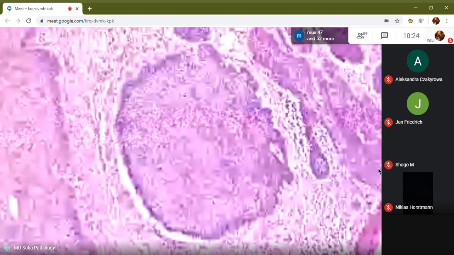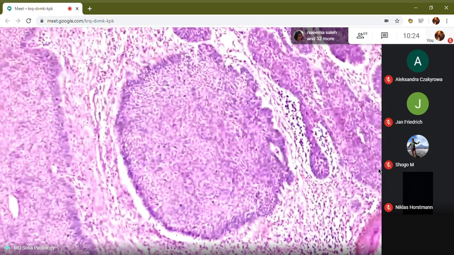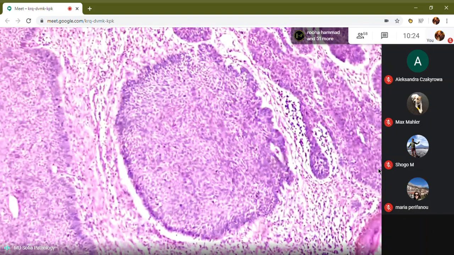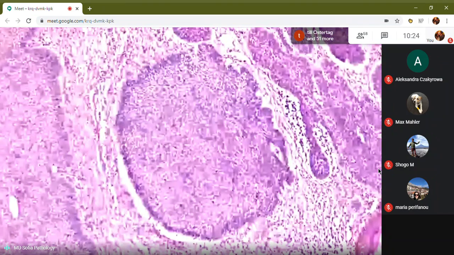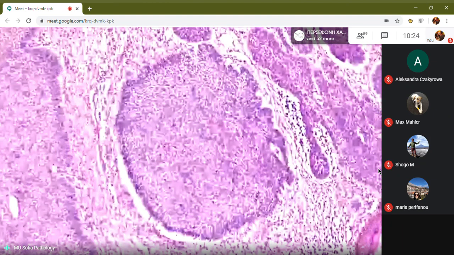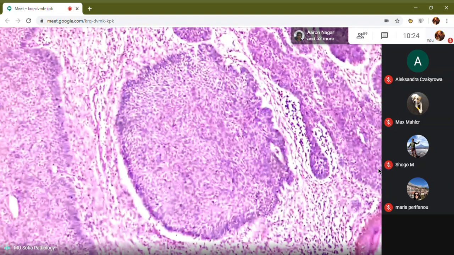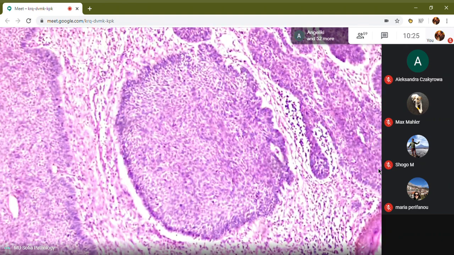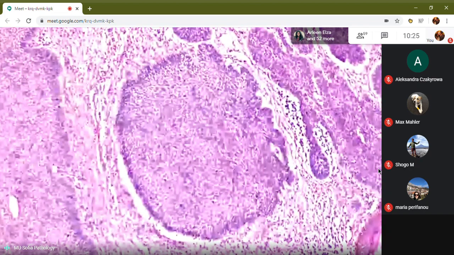Here in the center of that field, we have one of those nests, which is really well delineated due to that perpendicular arrangement of the cells at the periphery. This is the second histologic criterion. That palisading or perpendicular arrangement of the cells at the periphery of those nests. And the third criterion is the detachment of the stroma from those nests. You can see that in the lower right quadrant of that nest. You see that detachment, like empty space between the tumor nest and the surrounding stroma. This is another typical histologic criterion for the basal cell carcinoma.